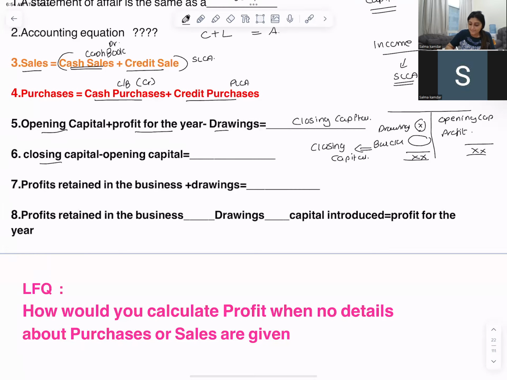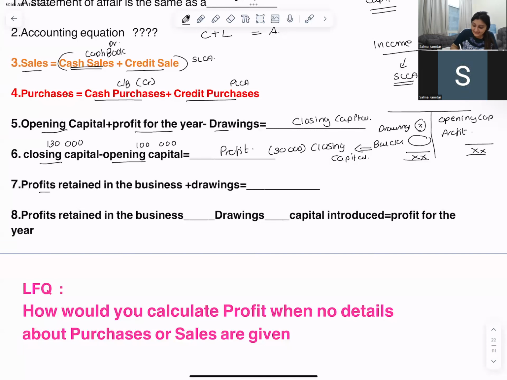Closing capital minus opening capital. So suppose you start your business with 100,000 and at the end of the year, your capital balance turns out to be 130,000. That means I started with 100,000 and now I have 130,000. So closing capital minus the opening capital will give me something which is called the profit. My profit in my example is 30,000.